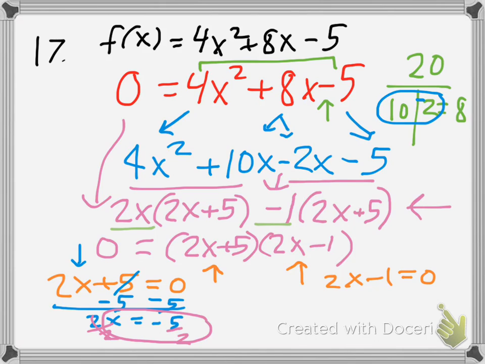My second equation, I would add 1 to both sides to isolate the x. So I have 2x equals 1. One more step in order to get x alone, divide both sides by 2. So my second solution here is 1/2. So my final answer, the 2 solutions, or 2 roots, x-intercepts, they all mean the same thing, negative 5 halves and 1/2.